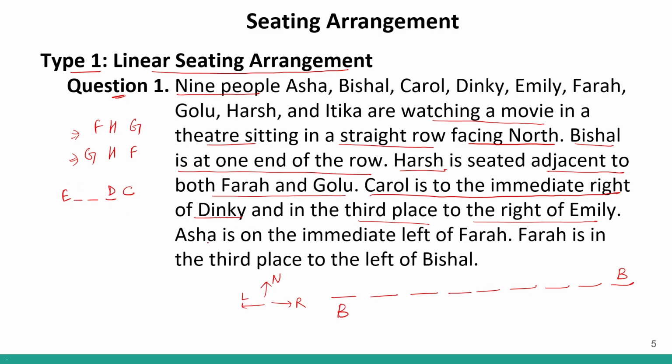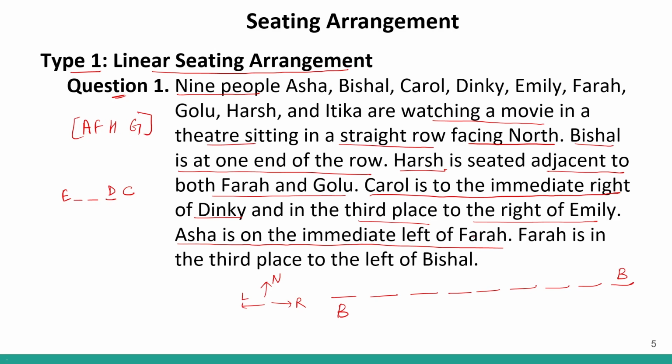Okay. And it is given to us that Asha is on the immediate left of Farah. So Asha is immediate left of Farah. That means Asha can be here and here. But we know that Harsh is seated adjacent to Farah and Golu. So this is not possible. So we will get Asha, Farah, Harsh and Golu like this. Correct? These 4 will be seating like this.